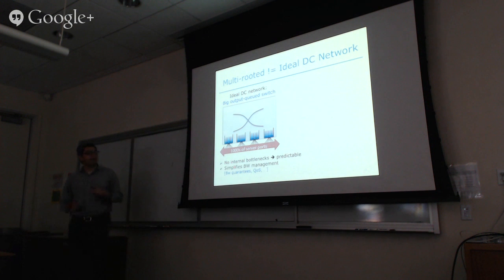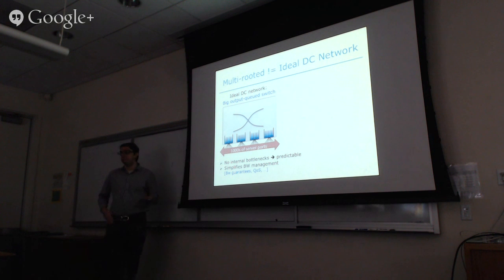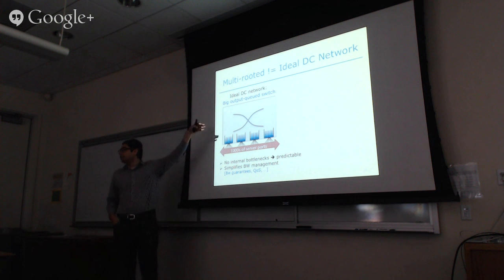Things like doing application-aware bandwidth management and scheduling, or sophisticated flow-level scheduling, become much easier if you can ignore whatever's going on in the network and just assume that the bottlenecks are going to be at the first hop and last hop.